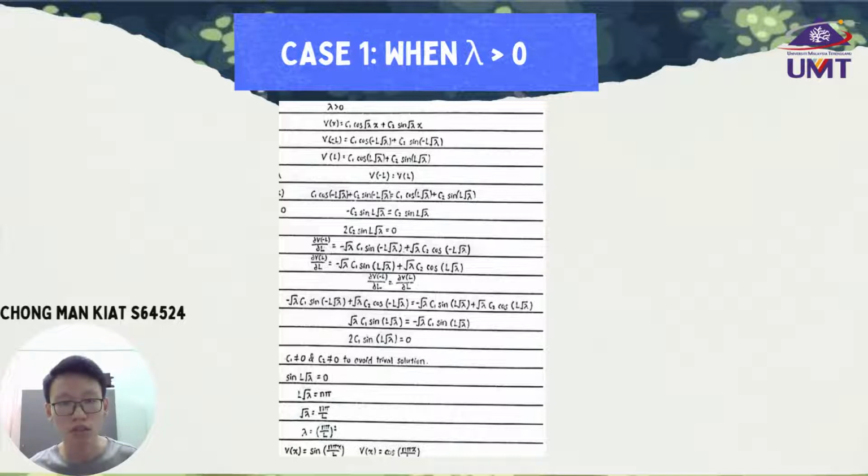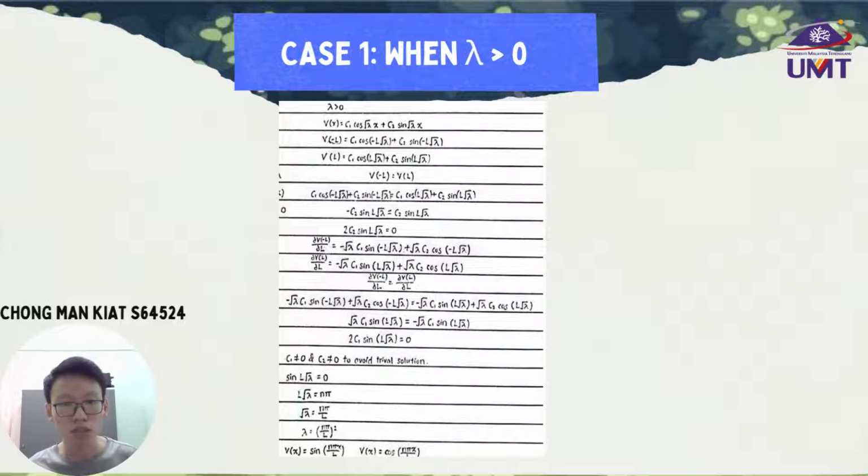The second one is u_n(x,t) = b_n sin(nπx/L) e^(-k(nπ/L)²t), where n = 1, 2, 3, and so on. Then we add up both possible product solutions and we get u(x,t) = the summation from n = 0 to infinity of a_n cos(nπx/L) e^(-k(nπ/L)²t) plus the summation from n = 1 to infinity of b_n sin(nπx/L) e^(-k(nπ/L)²t).